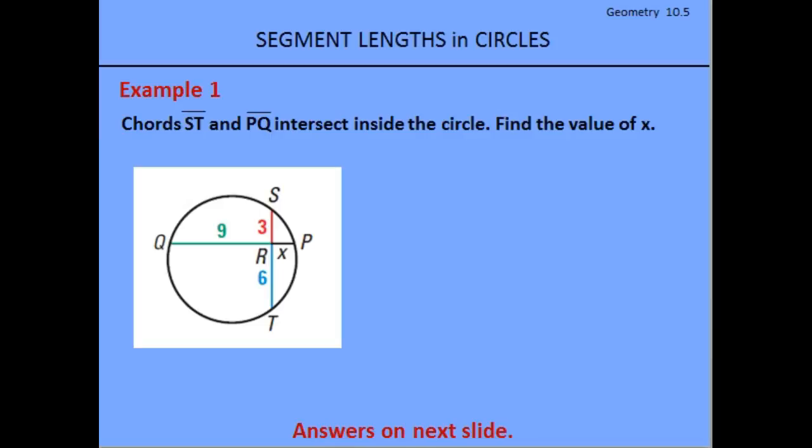And you can do that right now. Very simple. Pause the video, check it yourself. It shouldn't take but a moment.